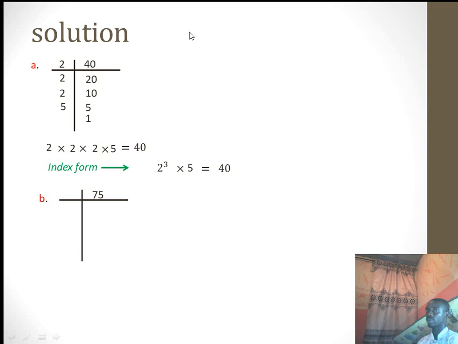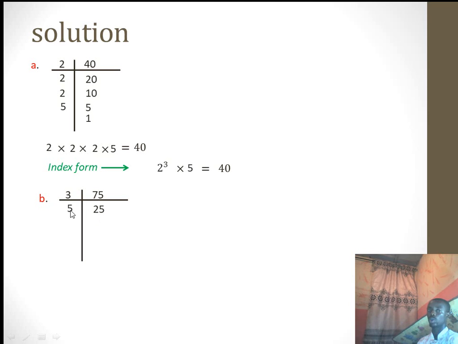We'll go for the list of our prime numbers that will divide 75 without remainder. Now 2 will not start it. Why? 75 cannot be divided by 2. There will be a remainder. Okay, so we'll make use of 3 this time around. So 75 divided by 3, that is 25.